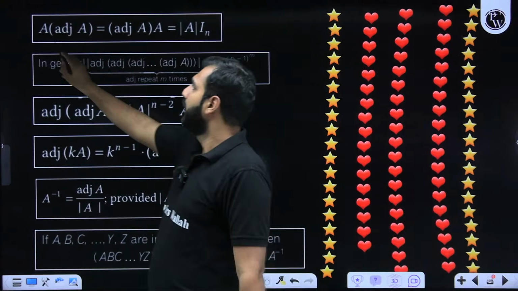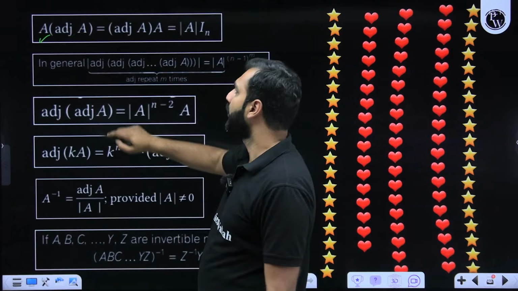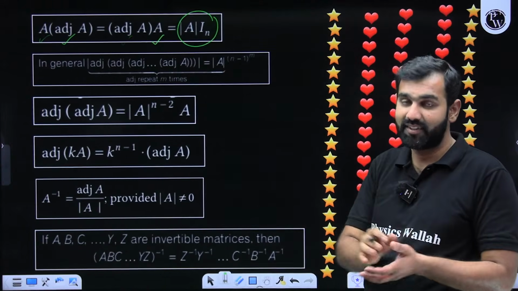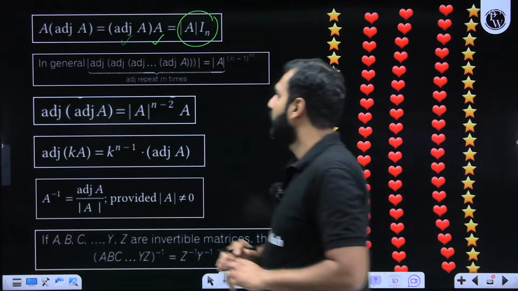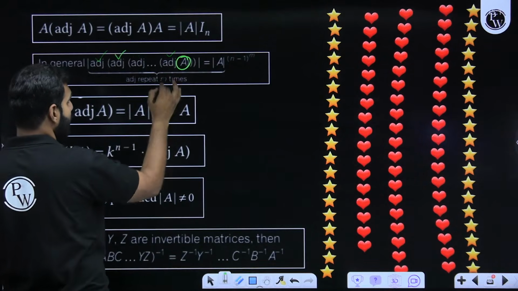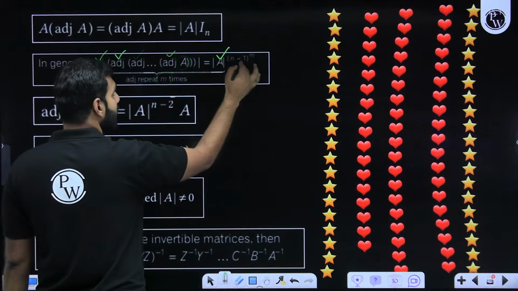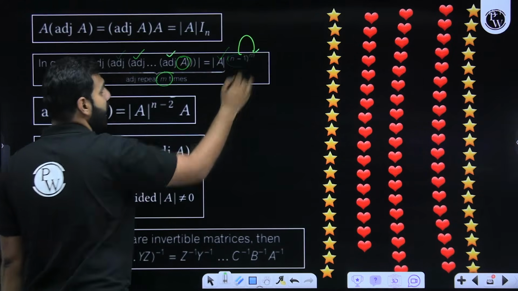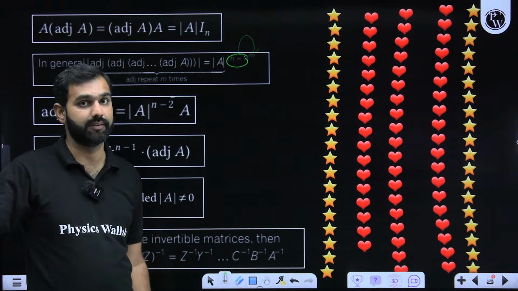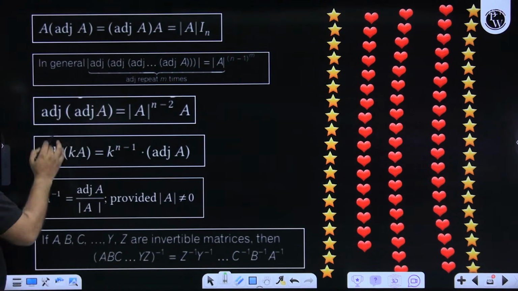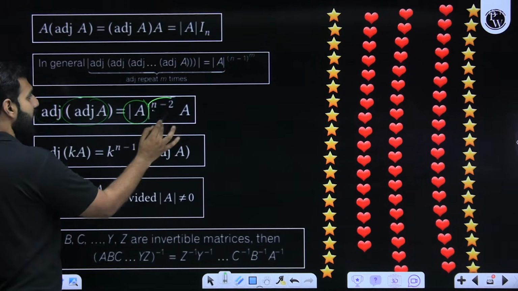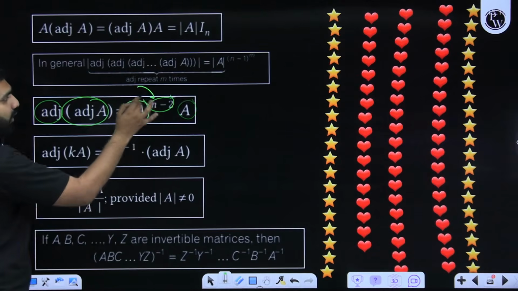Remember, matrix A times its adjoint, or adjoint of A times A, will be determinant of A times the identity matrix. That lays the foundation for the inverse of a matrix. Here, determinant of adjoint of adjoint of adjoint of A, if adjoint is appearing m times, is given by determinant of A to the power (n minus 1) raised to the power m. Remember this. Similarly, if the adjoint of adjoint of A is needed, it is given by determinant of A to the power (n minus 2) times matrix A. What is n? The order of the matrix.